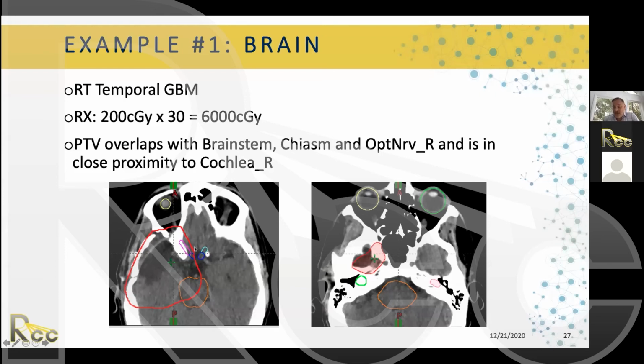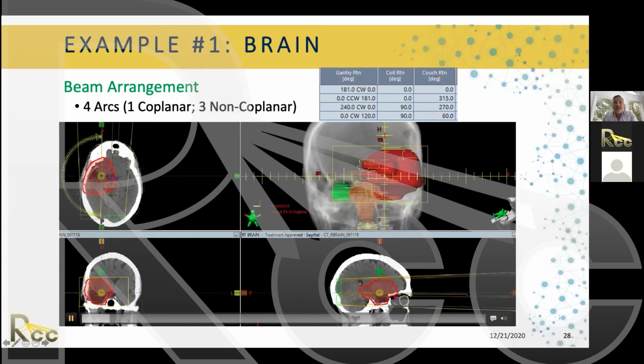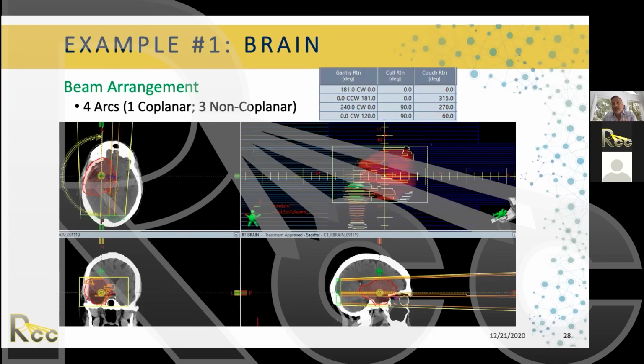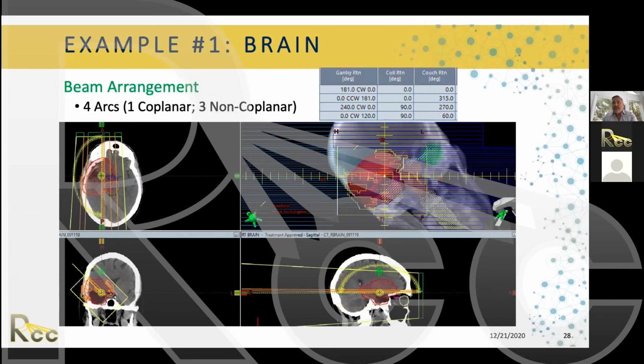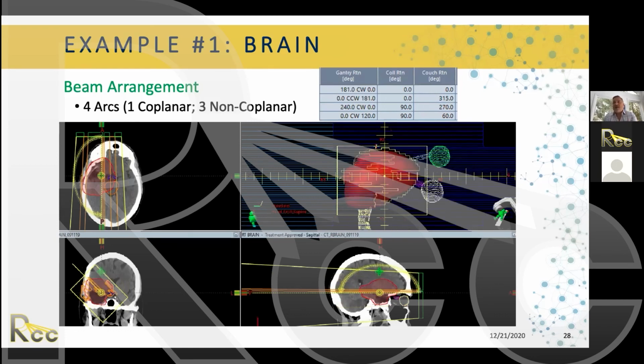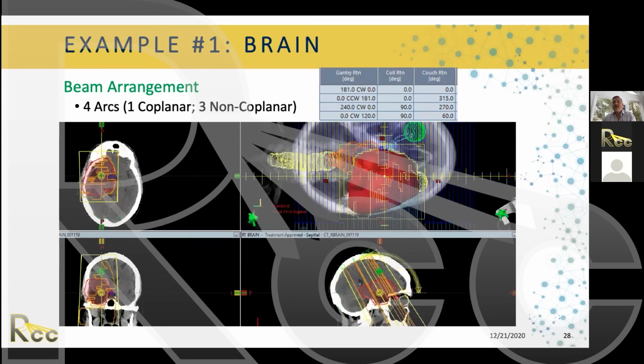So I need to create a plan that allows me to basically spare the dose there. Here I have a little video of the beams that we use. Remember when we did the class about beam arrangement, these are 4 arcs, and this is a coplanar arc. And then there is another coplanar arc. This is a non-coplanar, so 1 coplanar arc and 3 non-coplanar. This is couch 315, then this is couch 270.